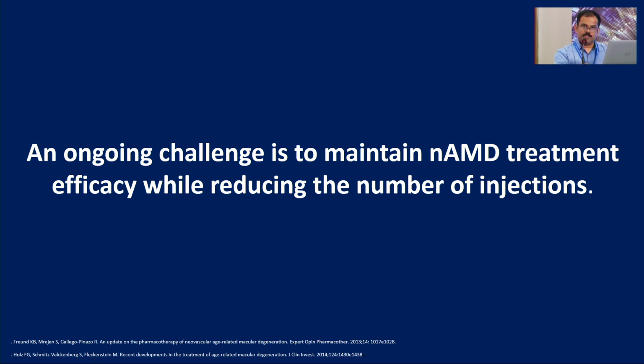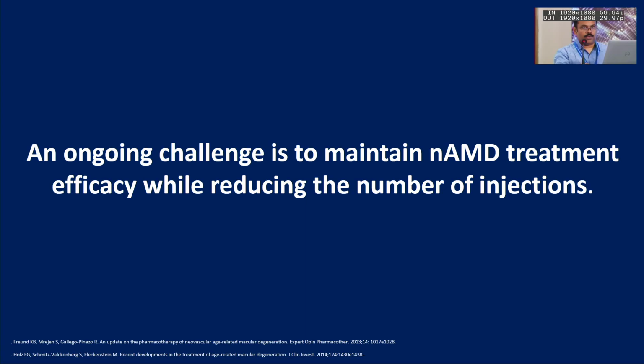And the ongoing challenge, as always in neovascular AMD as well as PCV, is to treat with a reduced number of injections. If you give 12 injections in a year, it's really good for the visual acuity, but for the patient as well as for the surgeon, it gets really tight if you're giving that many injections. So how to reduce the number of injections and at the same time maintain treatment efficacy?